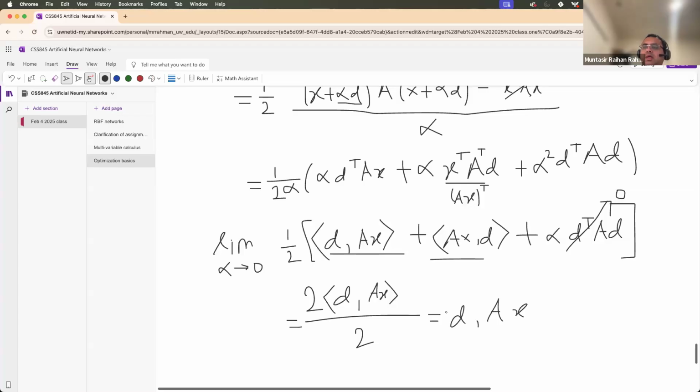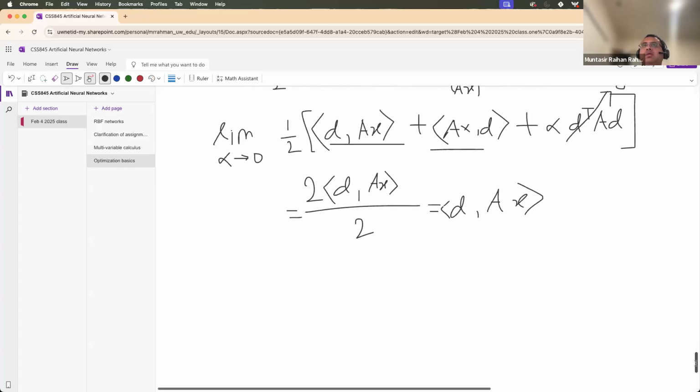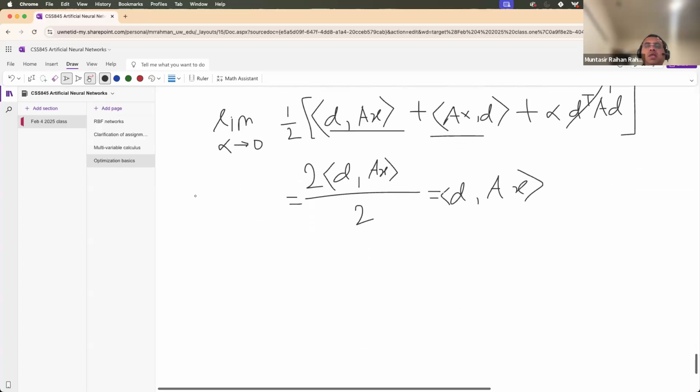And now from this, can you read off the gradient of the function? What would be the gradient of the function? So this is the directional derivative of f at direction D. So what would be the gradient of the function based on this expression? Anyone?